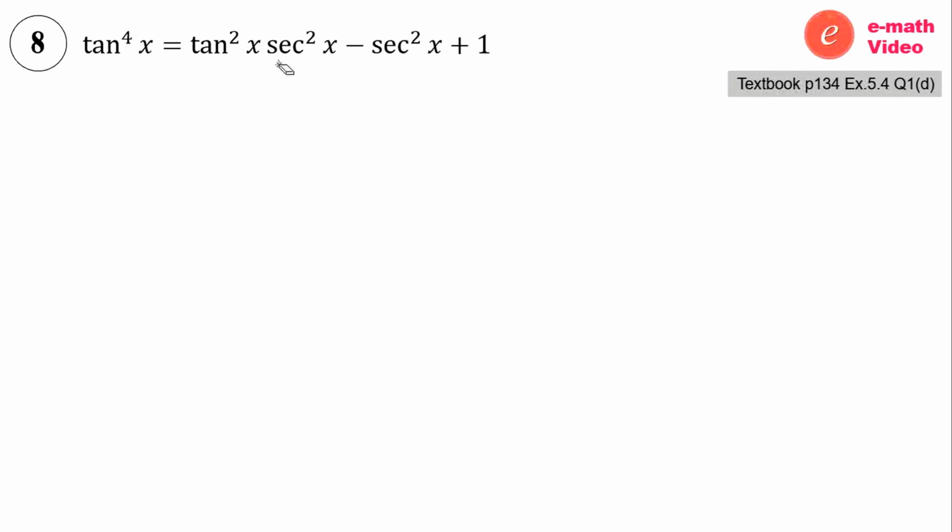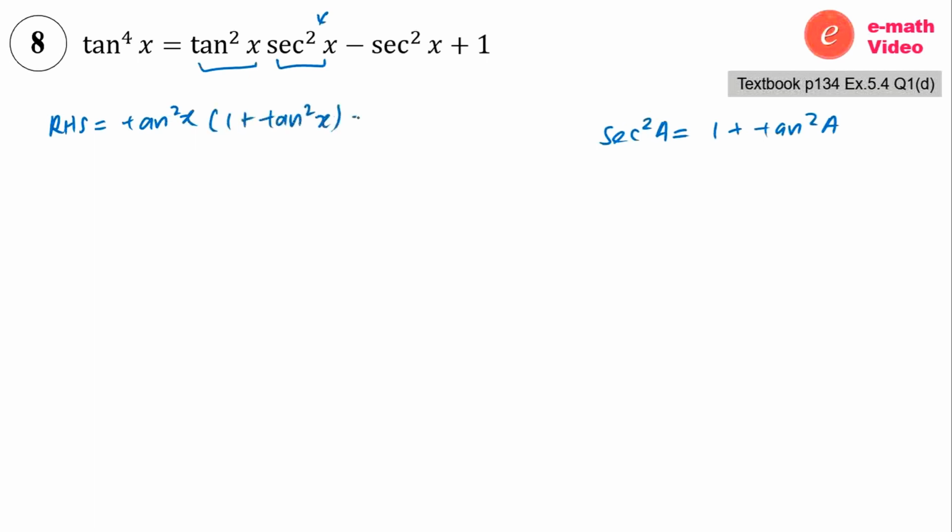Proven. Number 8. Wow, we have a 4th degree here, but don't worry. As you can see, secant square x and tangent square x are actually from one of the basic identity, right? Secant square a equals to 1 plus tangent square a. So maybe I get rid of this secant square because I want tangent on left hand side, right? So right hand side equals to tangent square x. Secant square x is 1 plus tangent square x. I don't want secant square.